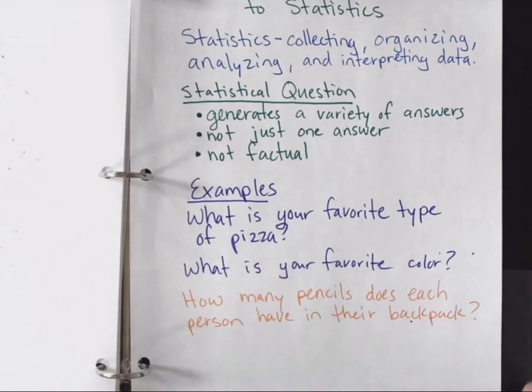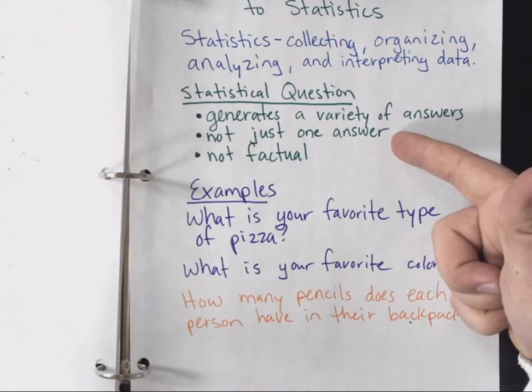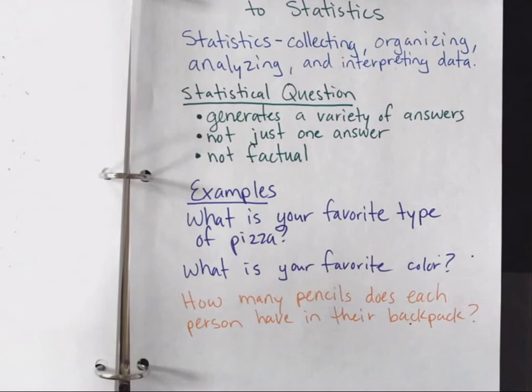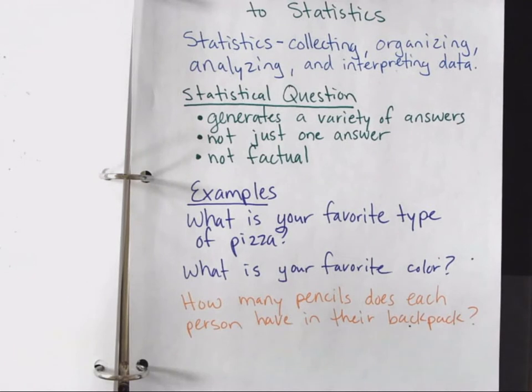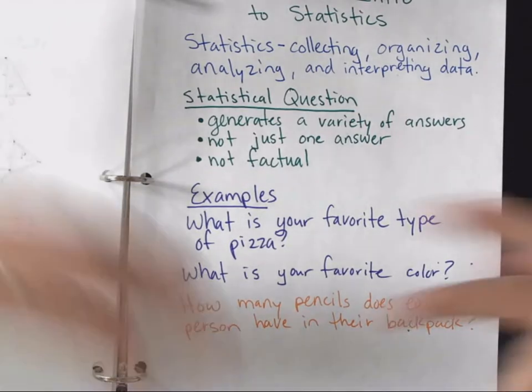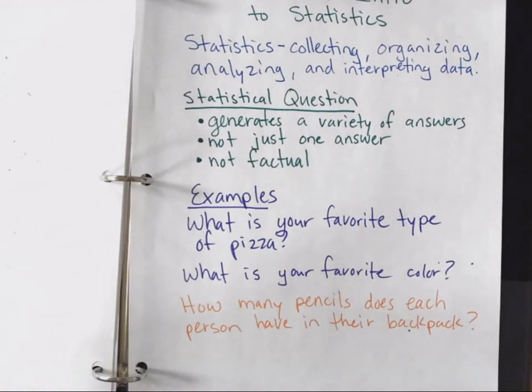So the main thing that we're looking for here is that, again, it has to generate a variety of answers, not just one single answer, and it can't be just something factual. Like, for example, a non-example would be, who is the President of the United States? Okay, everyone's answer in the entire class is going to be the same. So we are not going to be able to collect data or organize any data that will change. We can't really interpret or analyze anything because all of our answers are the exact same.